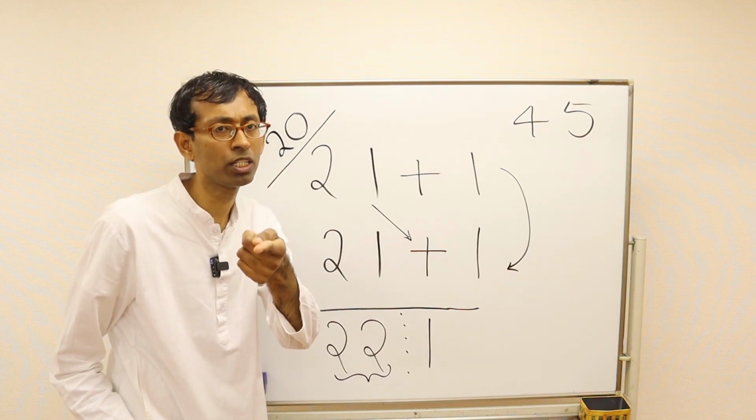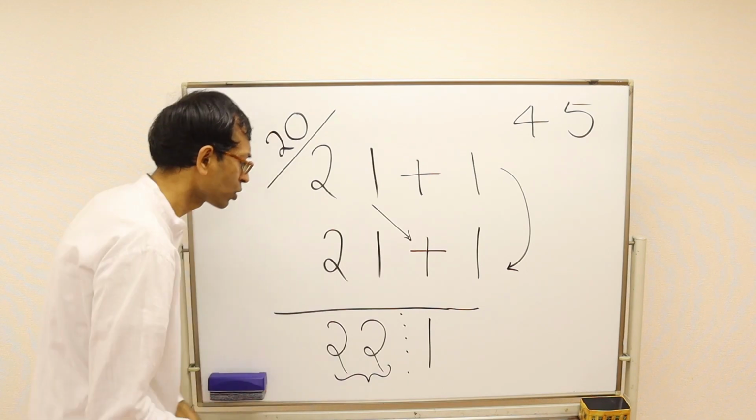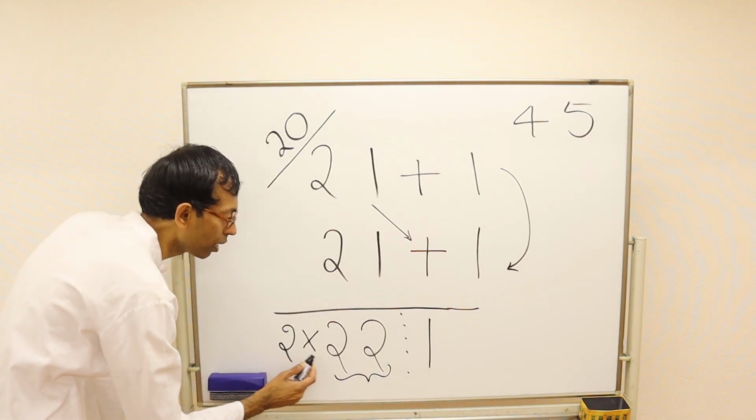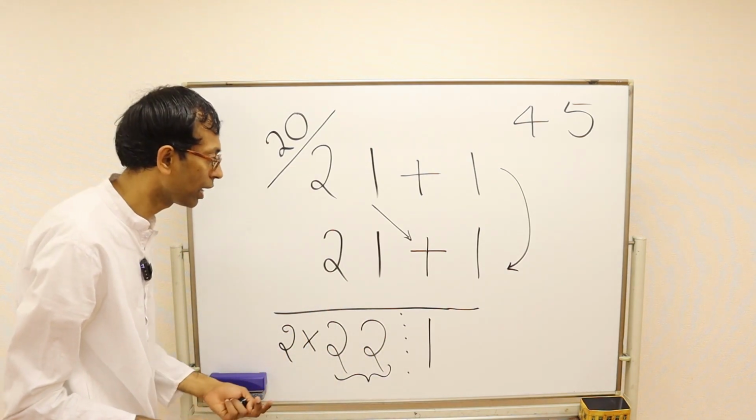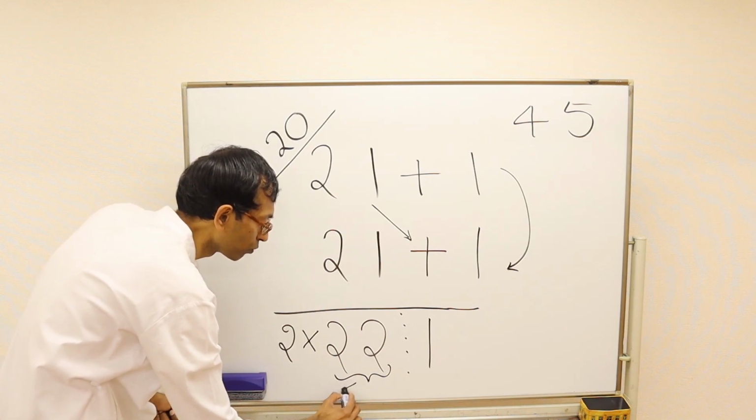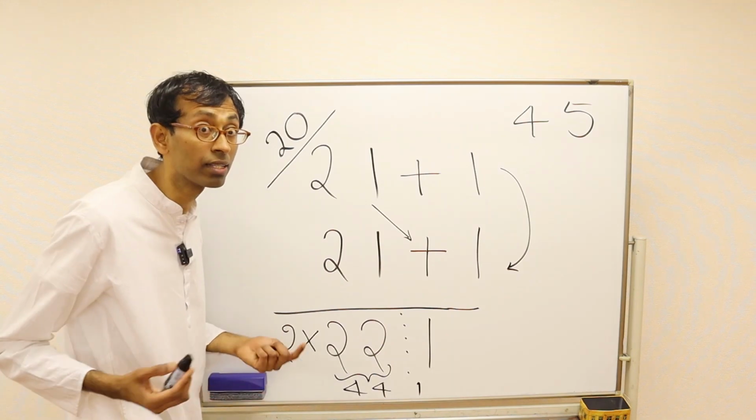If I give you a 20 rupee note, how many 10 rupee notes will you give me back? 2. So you just have to multiply the first part of the answer by 2 and you get the answer. So 2 times 22 is 44 and then 1 is here. So 441 is the answer.